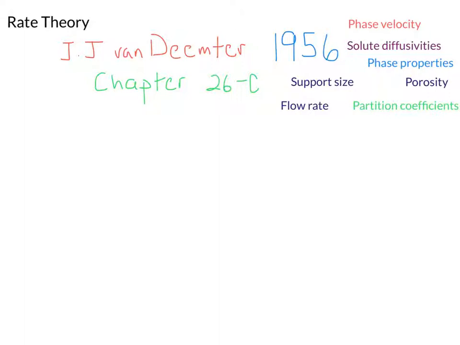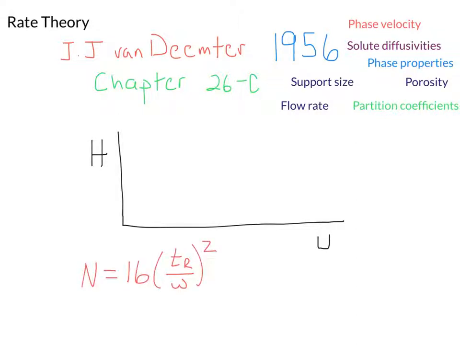Now, rate theory took a look at the empirical relationship that related the linear flow velocity to plate height, which we can calculate from the equation for the number of theoretical plates that we can derive from a chromatogram associated with the plate theory that we just talked about, and the relationship between the plate height, the length of the column, and the number of theoretical plates.